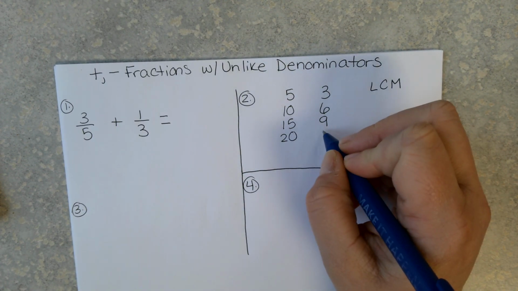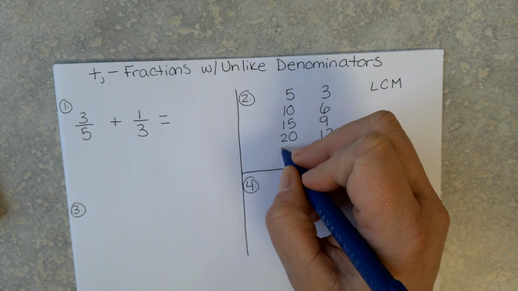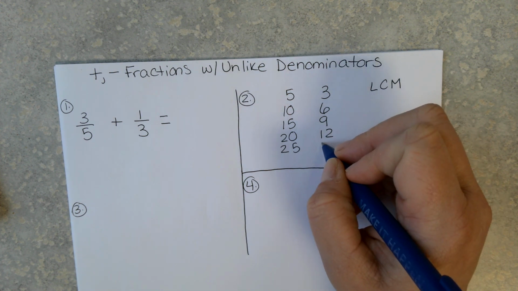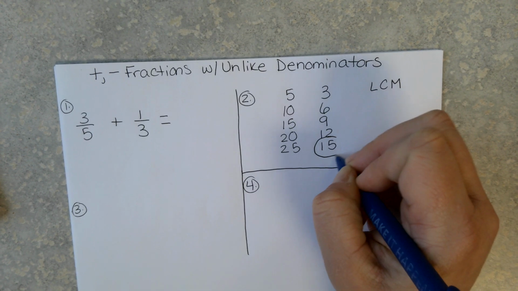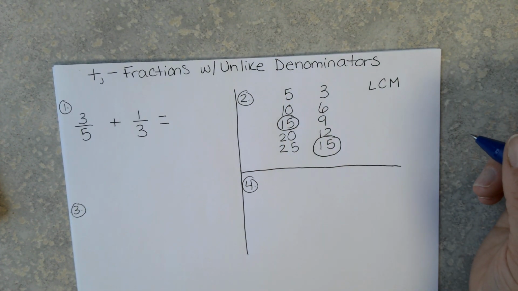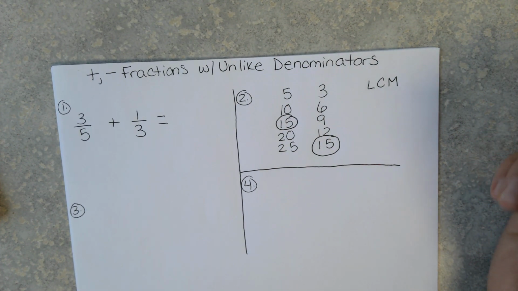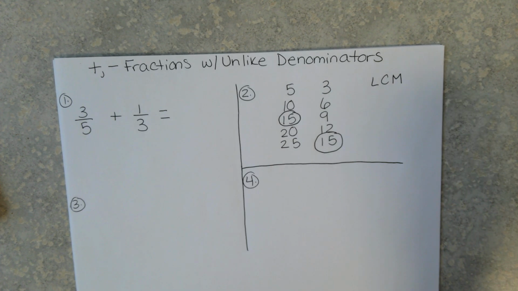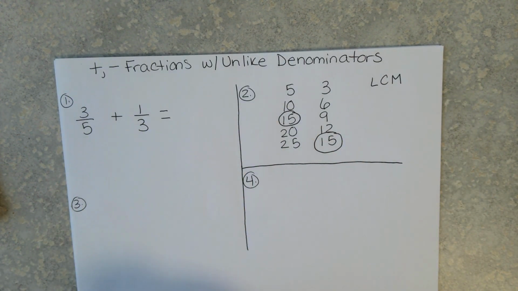20, 12, 25, 15, I see it. And the very first number that you come across, that is the one that you can use, okay? And if you are really good with your multiplication facts, you will know that, oh, 3 and 5, they have 15 in common. So you may already have that ready to roll, okay? So we're going to take 15 and we're going to convert these fractions, all right?